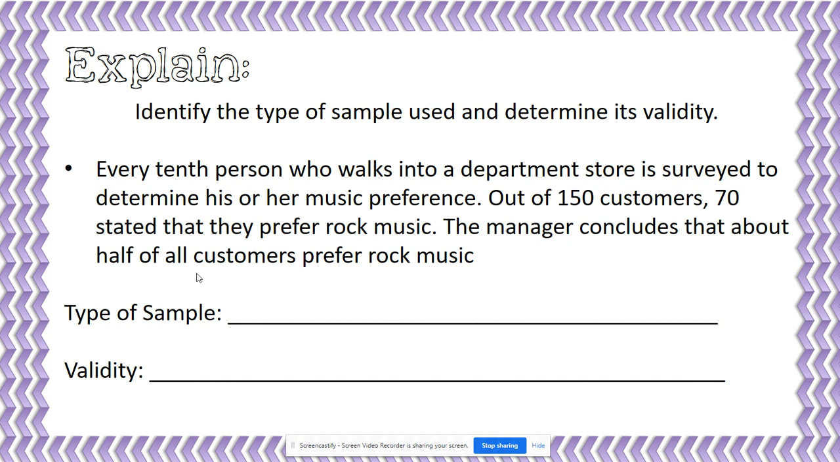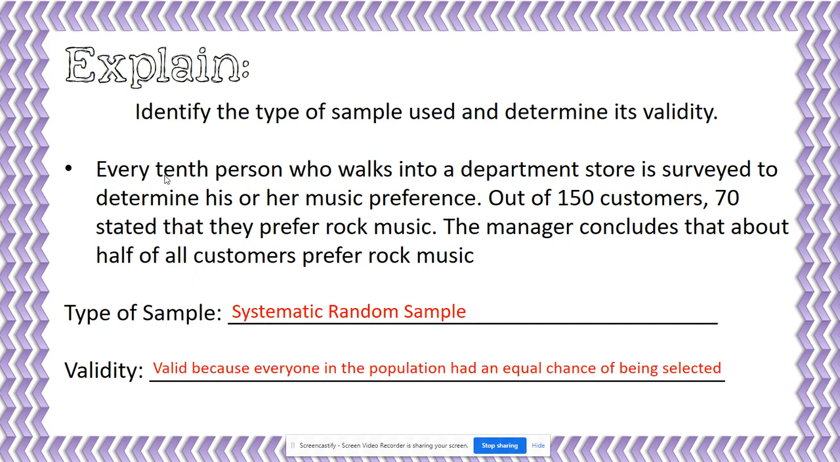This means that the manager chose people based on a system. This is a systematic random sample because everybody who walked into the department store had a chance of being selected, but only every 10th person actually did get selected. Because this is a random sample, the conclusion that the manager made is valid.